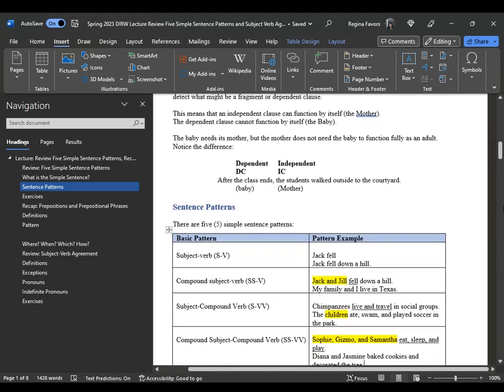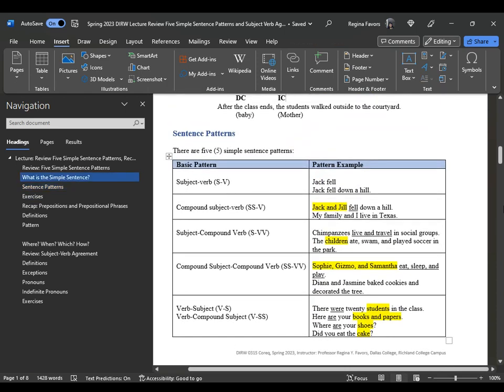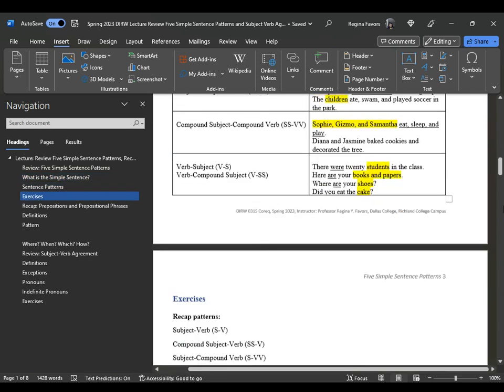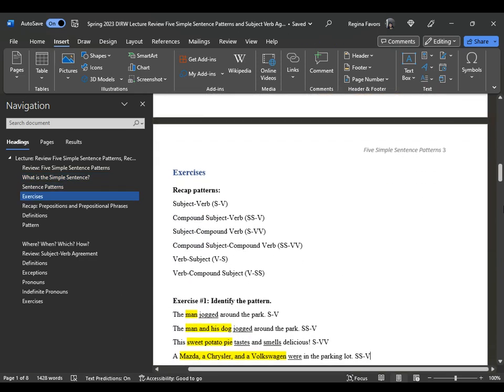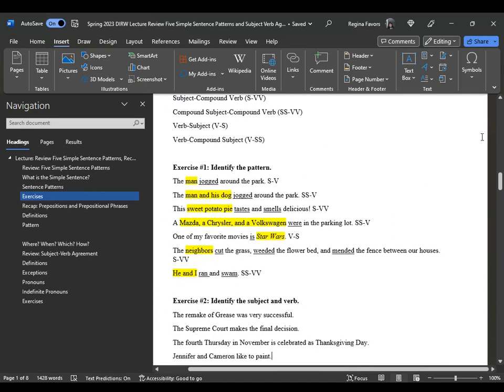So here are your sentence patterns. Remember that there are five. You have subject-verb, compound subject-verb, subject-compound verb, compound subject-compound verb, and verb-subject. So look at those examples from the previous audio lesson as well as here. Then recapping the patterns, the same things that we just outlined, let's look at some examples before we get into exercise number 2.